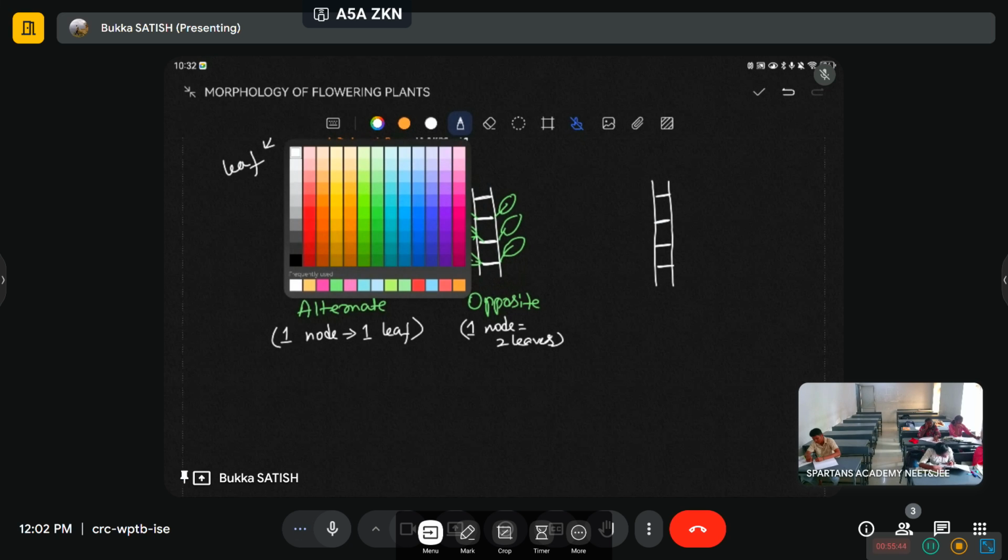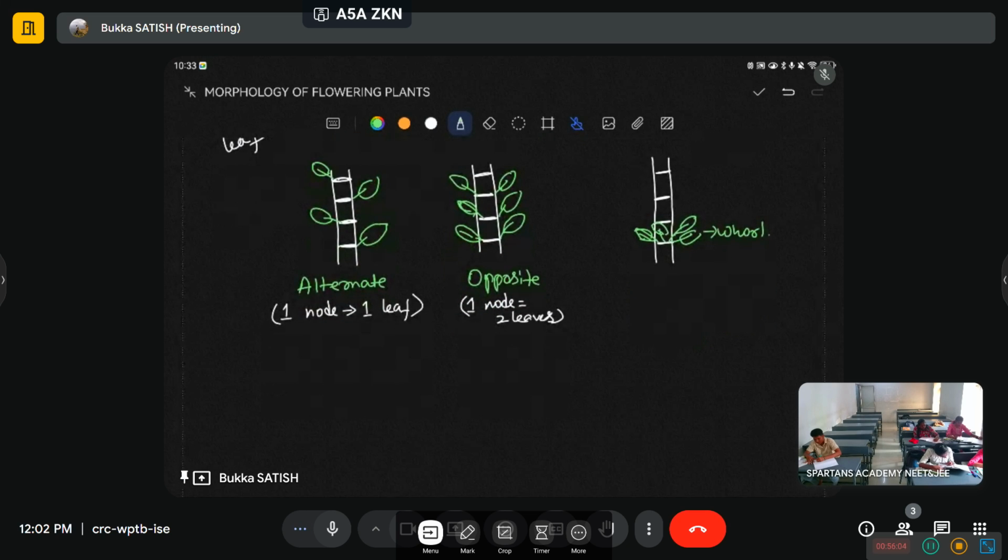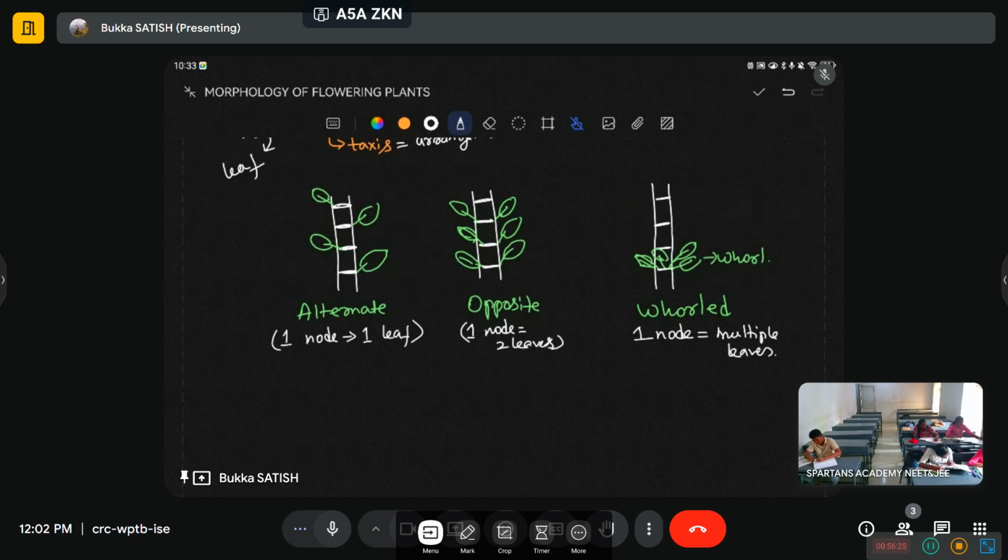here there are many leaves at each node. Like this, there are many leaves at each node. So these many leaves will be forming a whorl. A whorl means it's a kind of sheath. That's why this is called whorled phyllotaxy. So what is it? Here one node will possess multiple leaves. These are the three different types of arrangement of leaves.